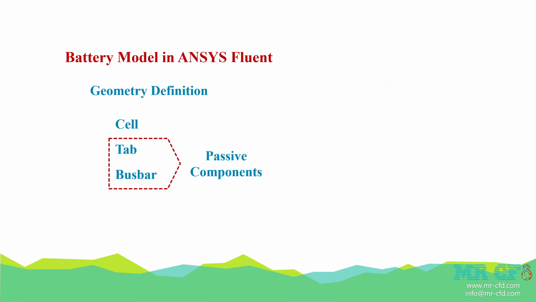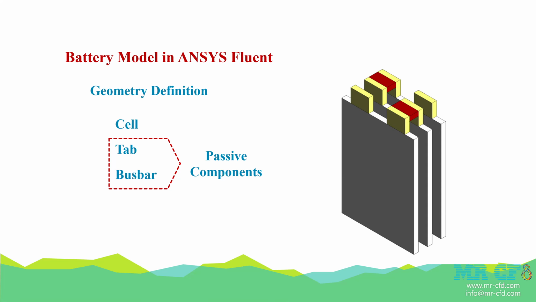Tabs and busbars are known as passive components. Passive zones are components of the battery that do not directly participate in electrochemical reactions, but only conduct electrical current. Battery tabs, or terminals, are the positive and negative connectors that carry the cell's electric current. Busbars are only used for battery pack cases because they connect multiple battery cells.